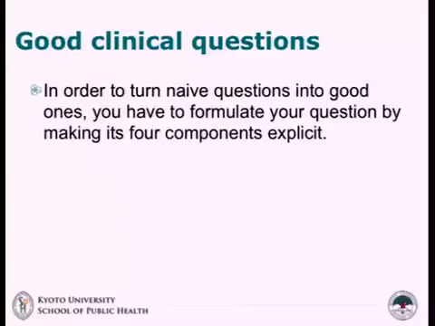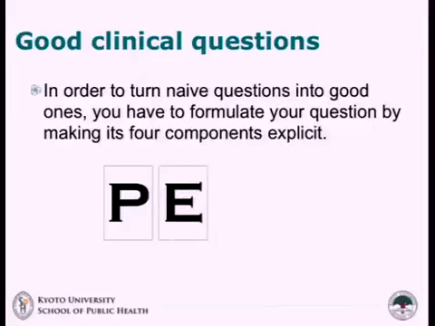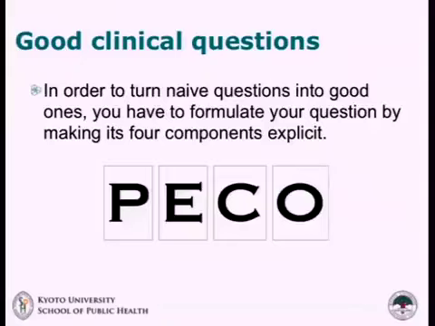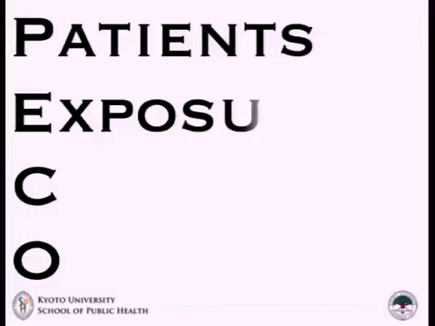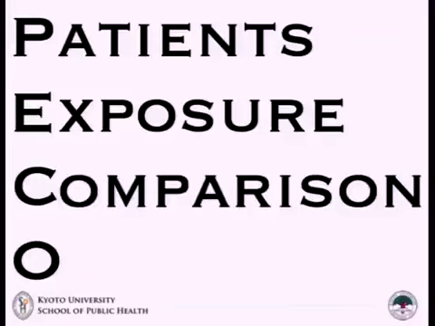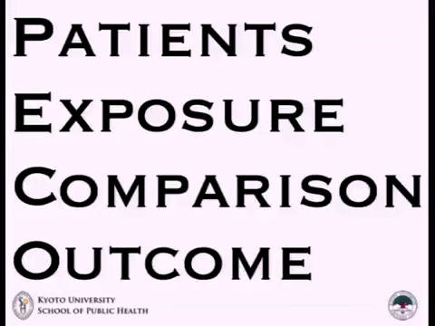In order to turn naive questions into good ones, you have to formulate your question by making its 4 components explicit. That is, P, E, C, O, PECO. P stands for patients, E stands for exposure or intervention, C for comparison, and O for outcome.